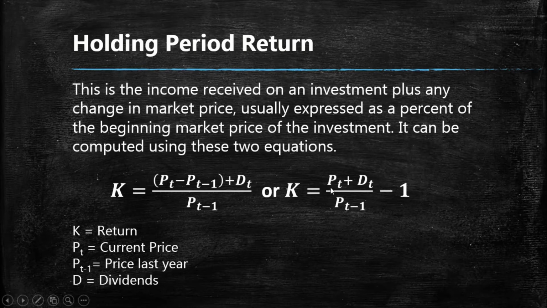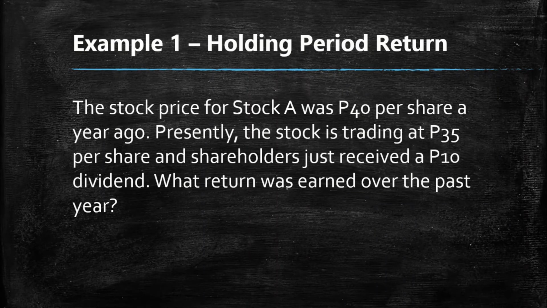Your price today, so PT, that is your current price, plus your dividend that you received today, over your price last year, minus 1. You will yield the same answer. Work out lang yung equation, but definitely you will get the same answer. So, here's an example.